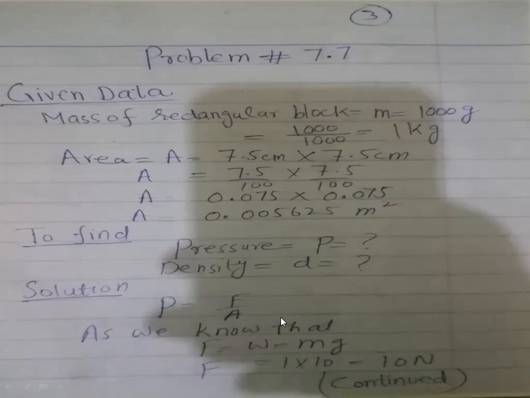I repeat from here. For pressure, we have the formula force per unit area. We have already found the area by multiplying 7.5 centimeter by 7.5 centimeter, then converting this into meter squared. The force was not given to me, so I used the formula F is equal to W and W is equal to mg. Mass is 1 and g is 10, so my force will be 10 Newton.